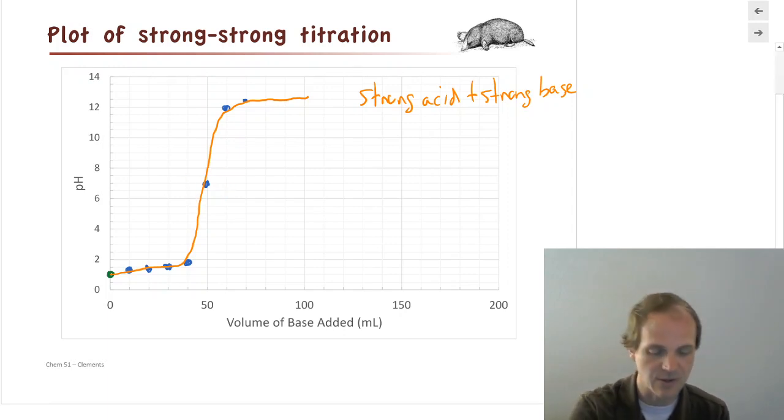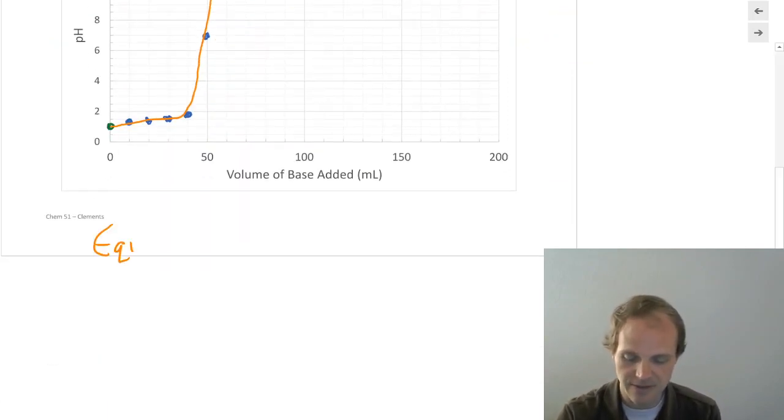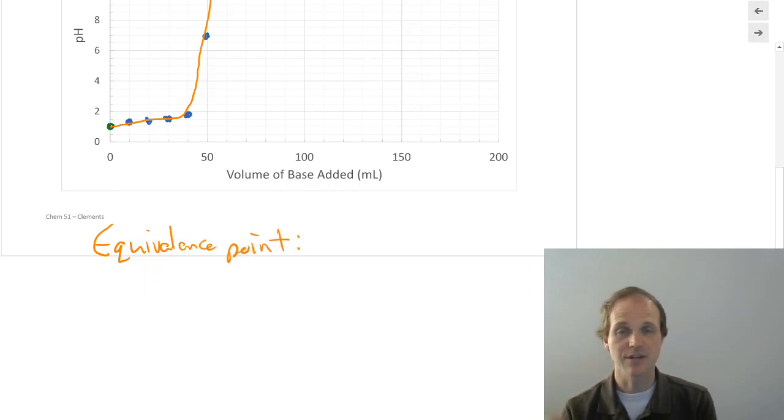Now, what do we mean by equivalence point? It turns out that equivalence point has a very specific definition that most people aren't aware of. They tend to think it's when the concentration of H plus and the concentration of OH minus are equal. But that's actually not the best definition.